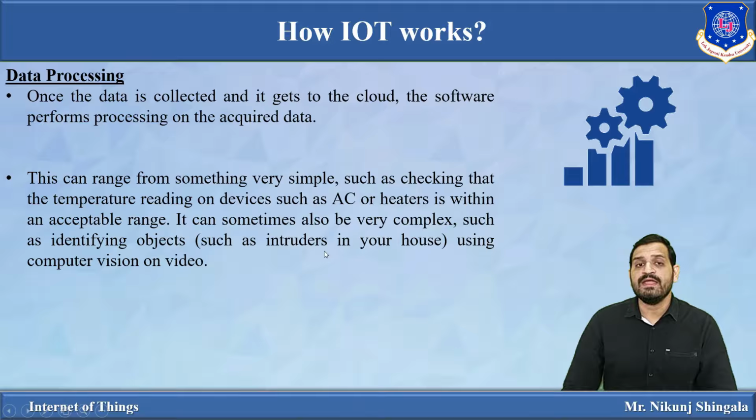It can sometimes also be very complex, like identifying objects, like intruders in your house, using computer vision on the video. So finding out the intruders in the video capture. So it performs very simple as well as complex tasks. Certain operations are run on the collected data to perform the task.